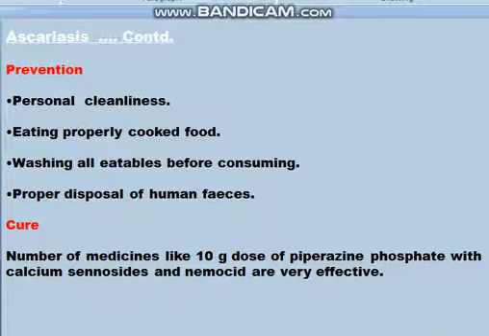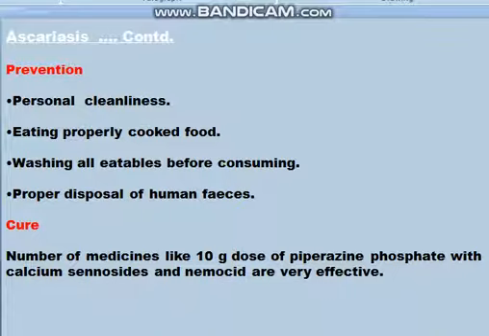So how to prevent ascariasis? We can prevent ascariasis through personal cleanliness, eating properly cooked food, washing all eatables before consuming, and proper disposal of human feces. Because if the human feces are disposed of properly, then there is no means of food and water contamination, and if we do not take contaminated food and water, we cannot get the infection of ascariasis.